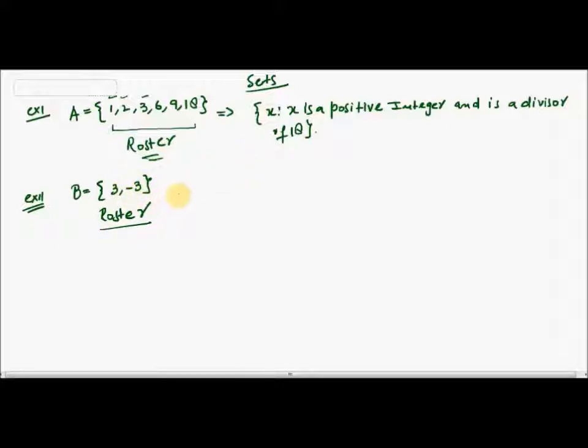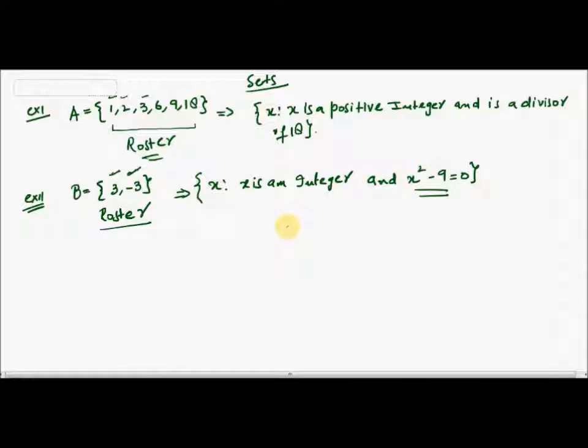Now notice that this set, isn't it a solution of, let me write it first, x such that x is an integer and x square minus 9 is equal to 0. Now notice that these two are the solution of this equation, right?